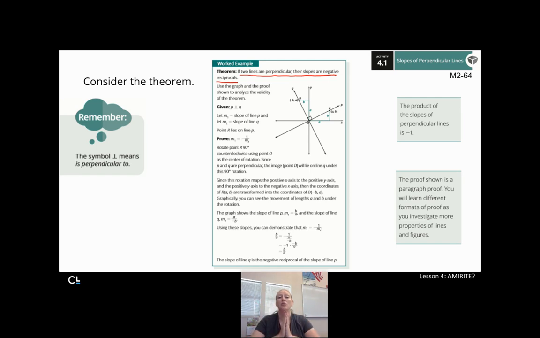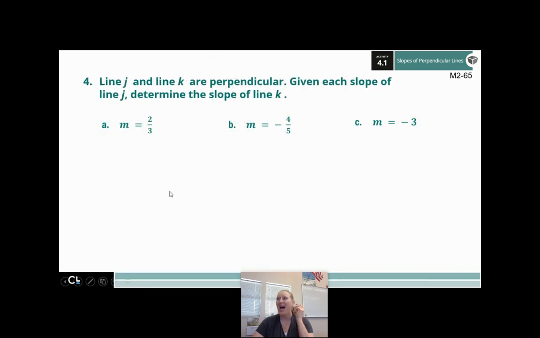You've got to do both. So when you're asked to find the slope of a line that's perpendicular, you need to flip the slope, find the reciprocal of the slope, and change its sign. You have to do both. So with this in mind, I would like you to do question number 4 on page 65.